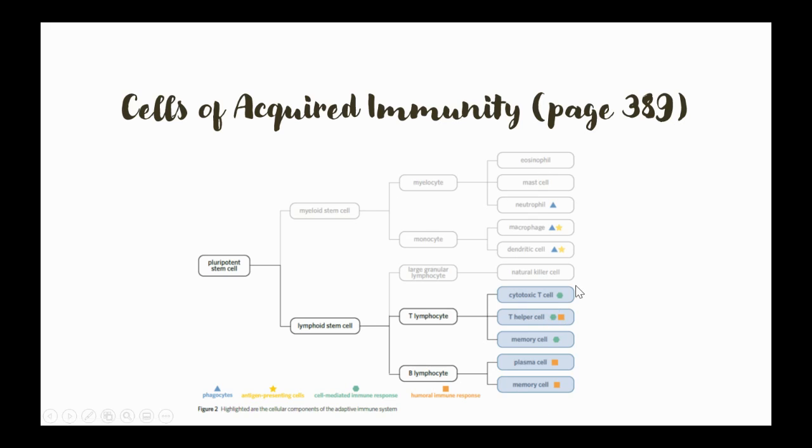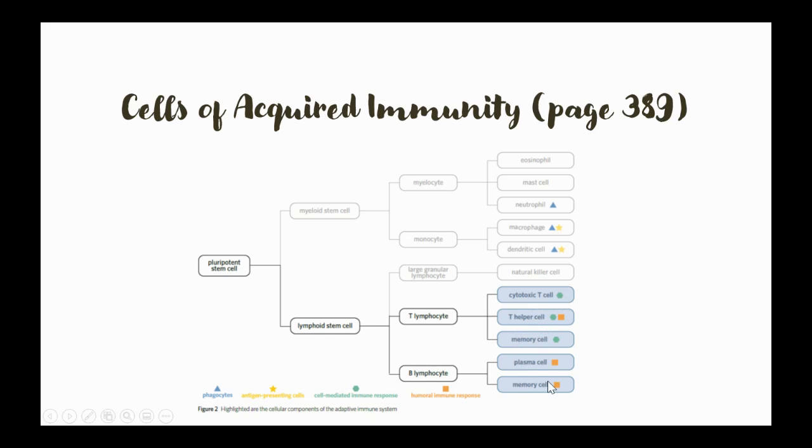Here we're focusing on our third line, the adaptive or acquired immune response. Please note acquired and adaptive are interchangeable terms. Here you've got the cells involved in your cell-mediated response, indicated with this little green dot. So your cytotoxic T cell, helper cell, and the T memory cell.